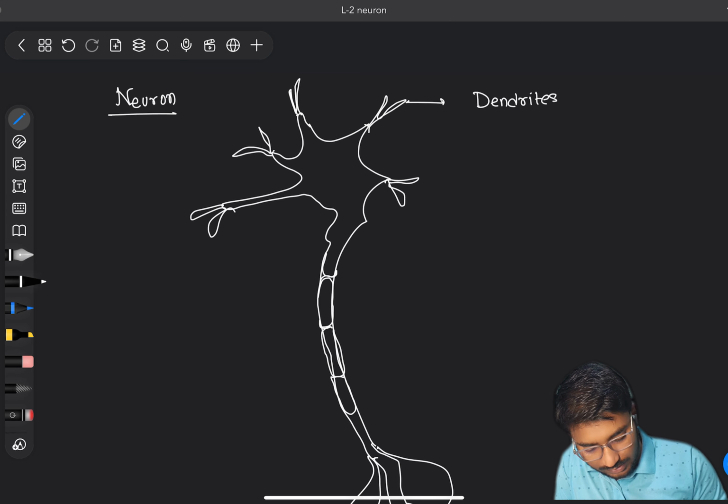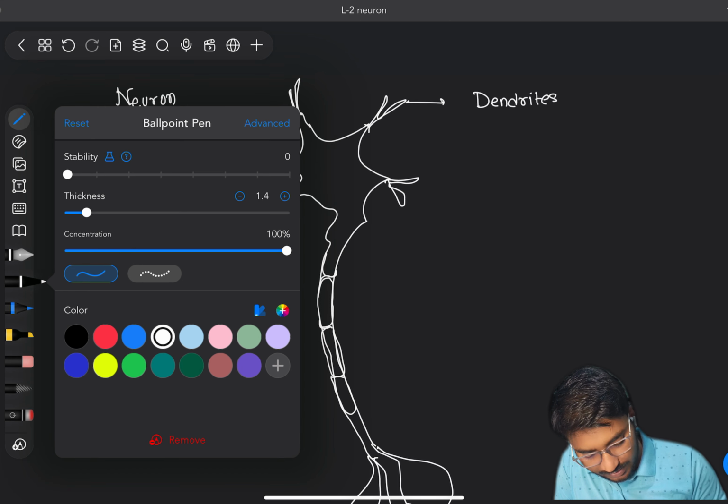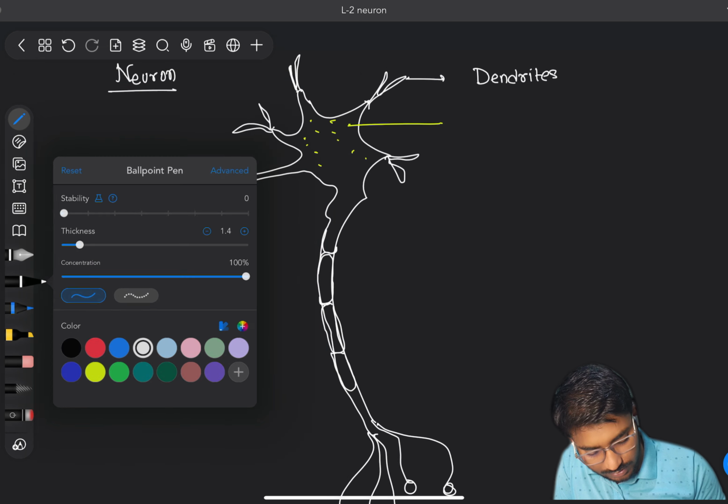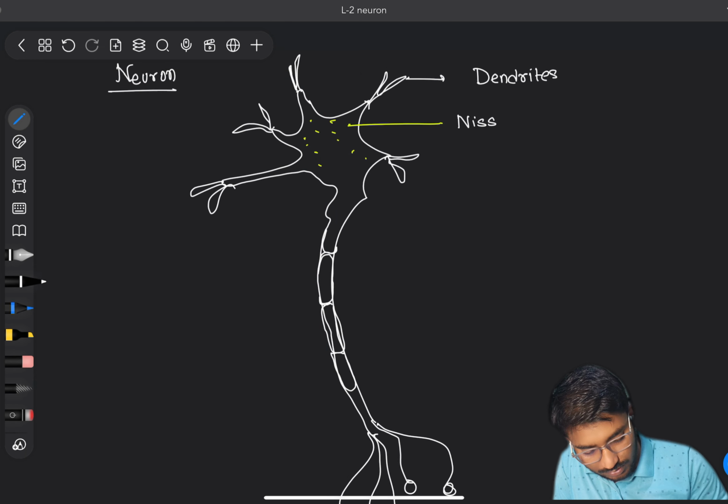Here, small particles called the Nissl granules are present. These are all the Nissl granules.